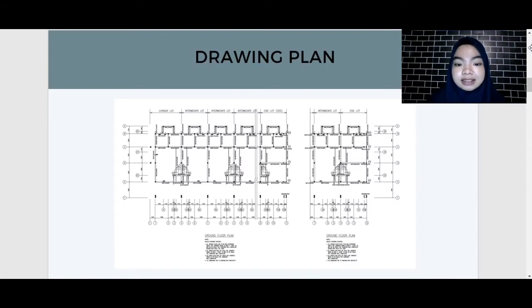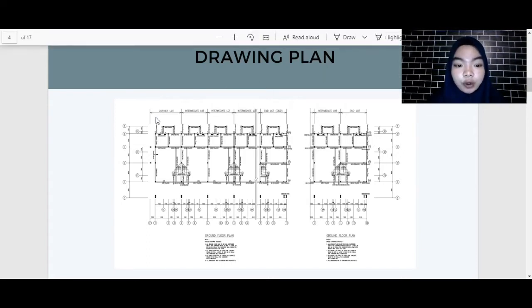Next, this is our drawing plan for this project, named Teres Tropicana Indah, which is located at Jalan Sri Indah, Shah Alam, Selangor. Here we are required to calculate the bill of quantity of measurement and bill of rates for this project, but only for the several parts at the corner lot, which are GB3, GB4A, and the last one is GB5.